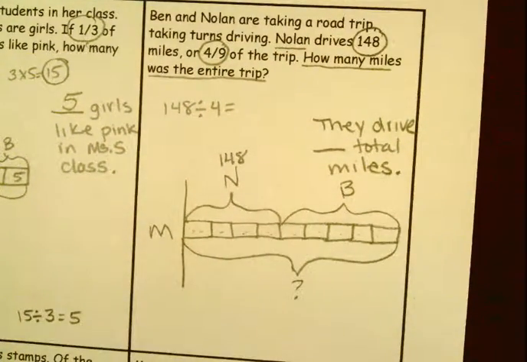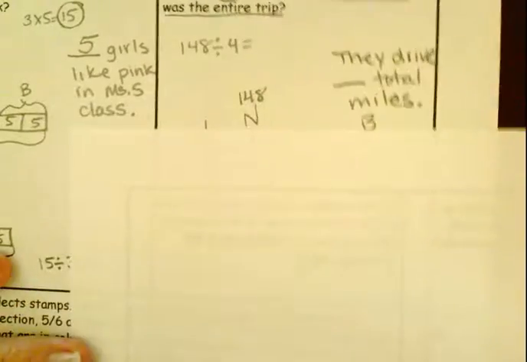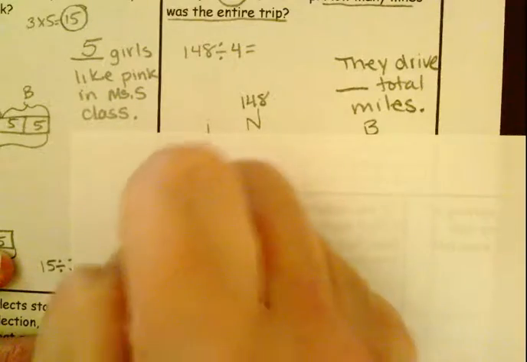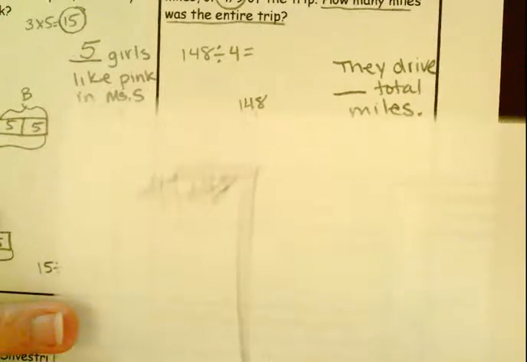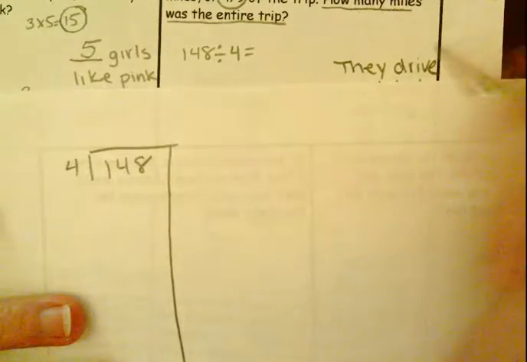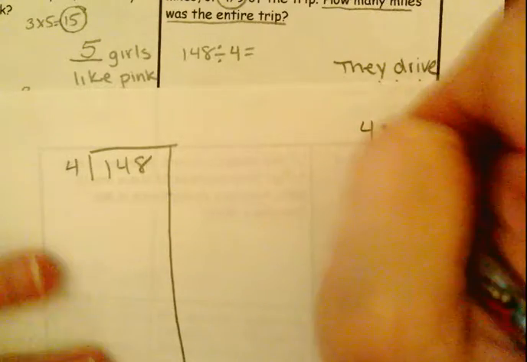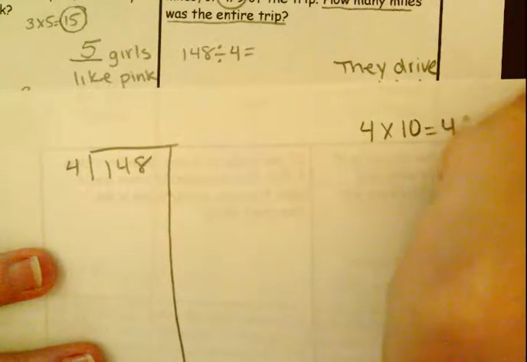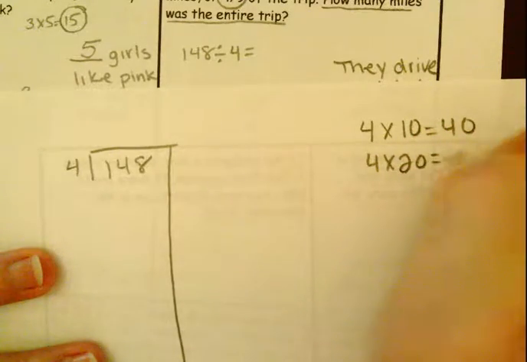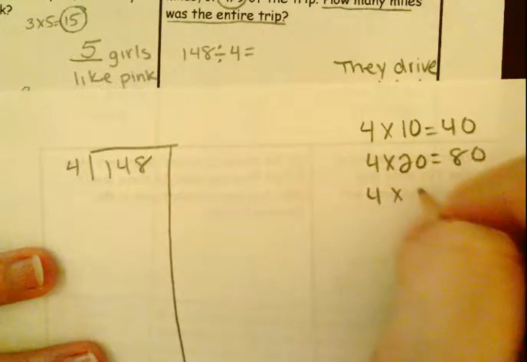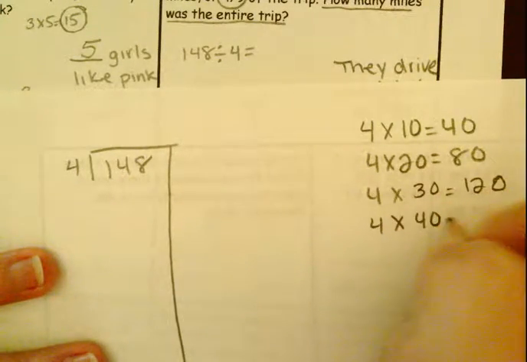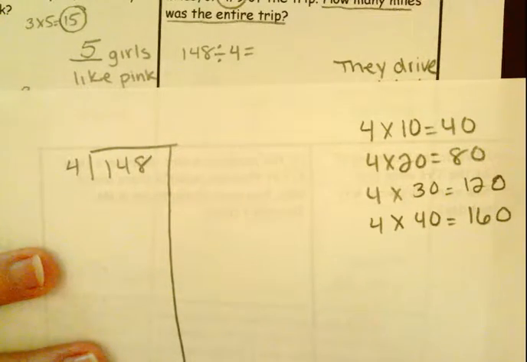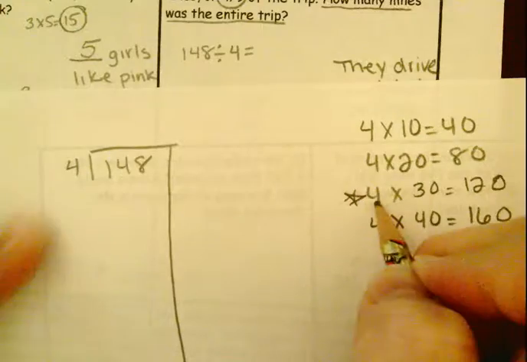All right, well, here we go. We have 148 divided by 4. And everyone does division a smidge different, but in Mrs. Sharpley's class, we create a little helper over here where we do 4 times 10, that's 40. 4 times 20 is 80. 4 times 30 is 120. 4 times 40 is 160. Whoa, I've gone over.